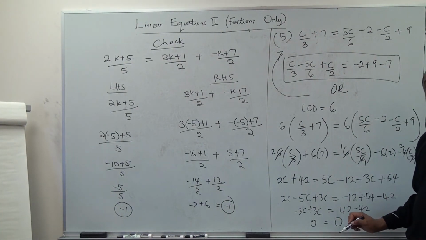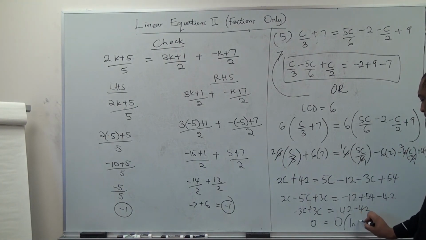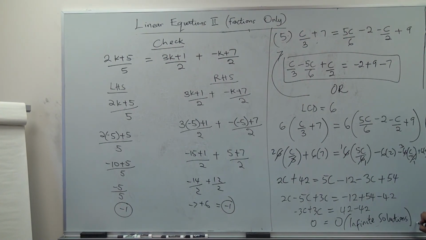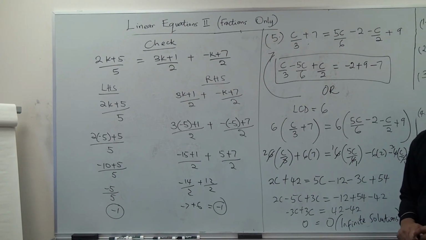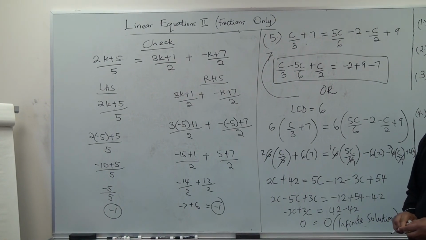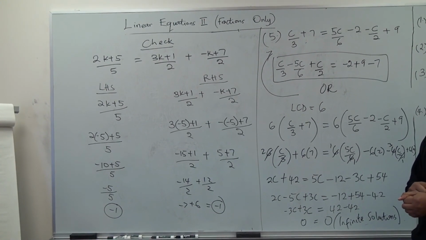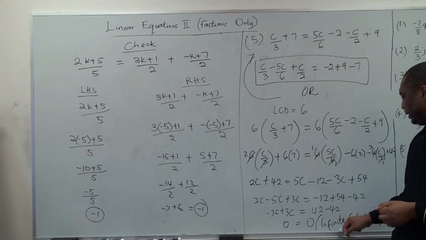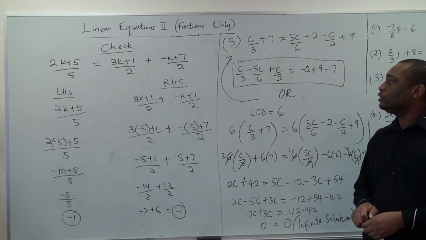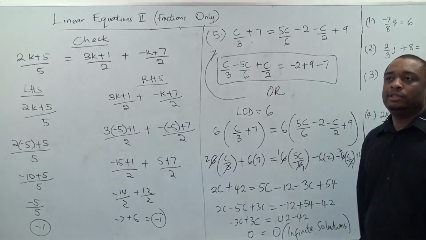Right? So this is what we call infinite solutions. We talked about this in the introduction to equations. So we don't need to check this. This gives us infinite solutions. 0 is equal to 0. And we know the type of equation it is. We talked about this in equations 1. It gives us an infinite number of solutions.